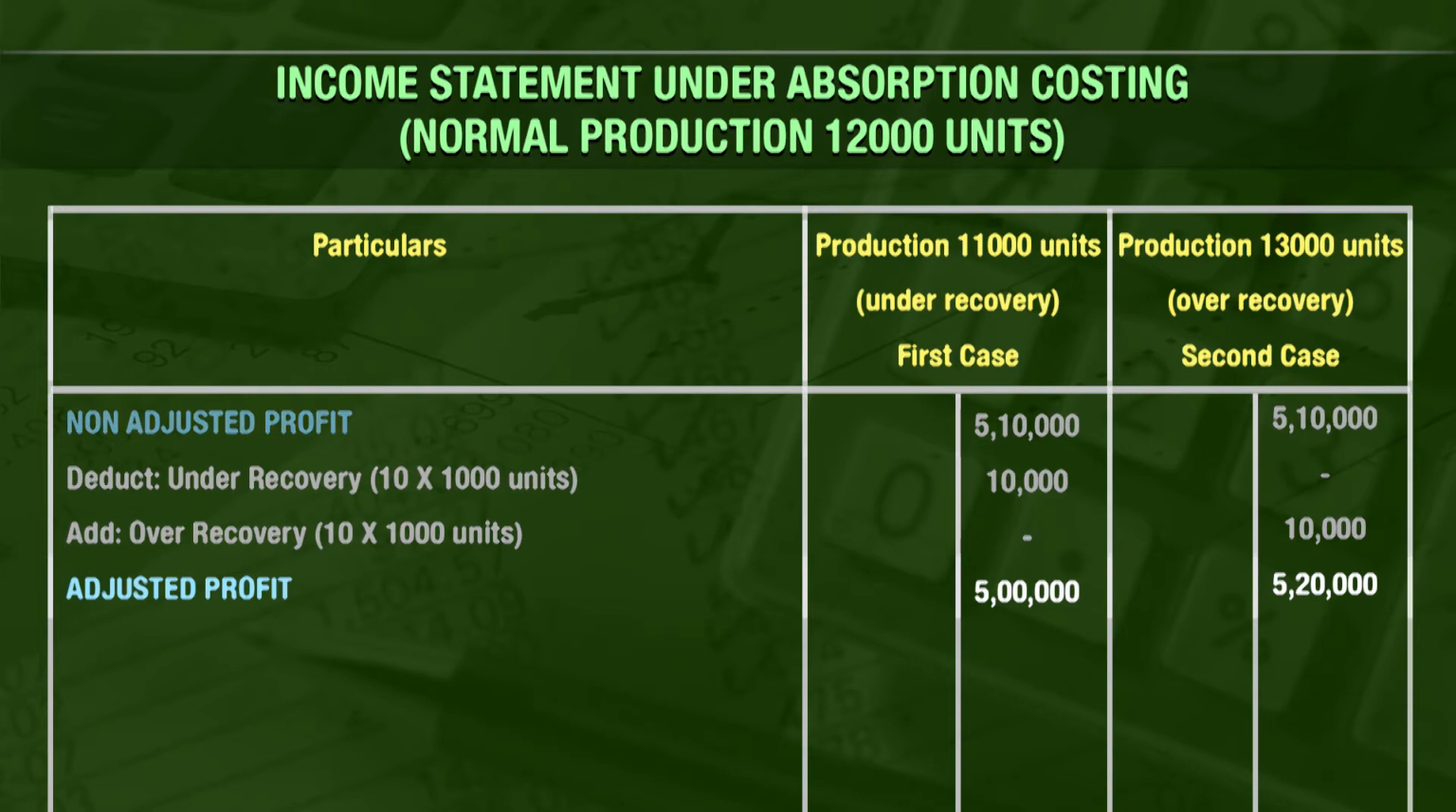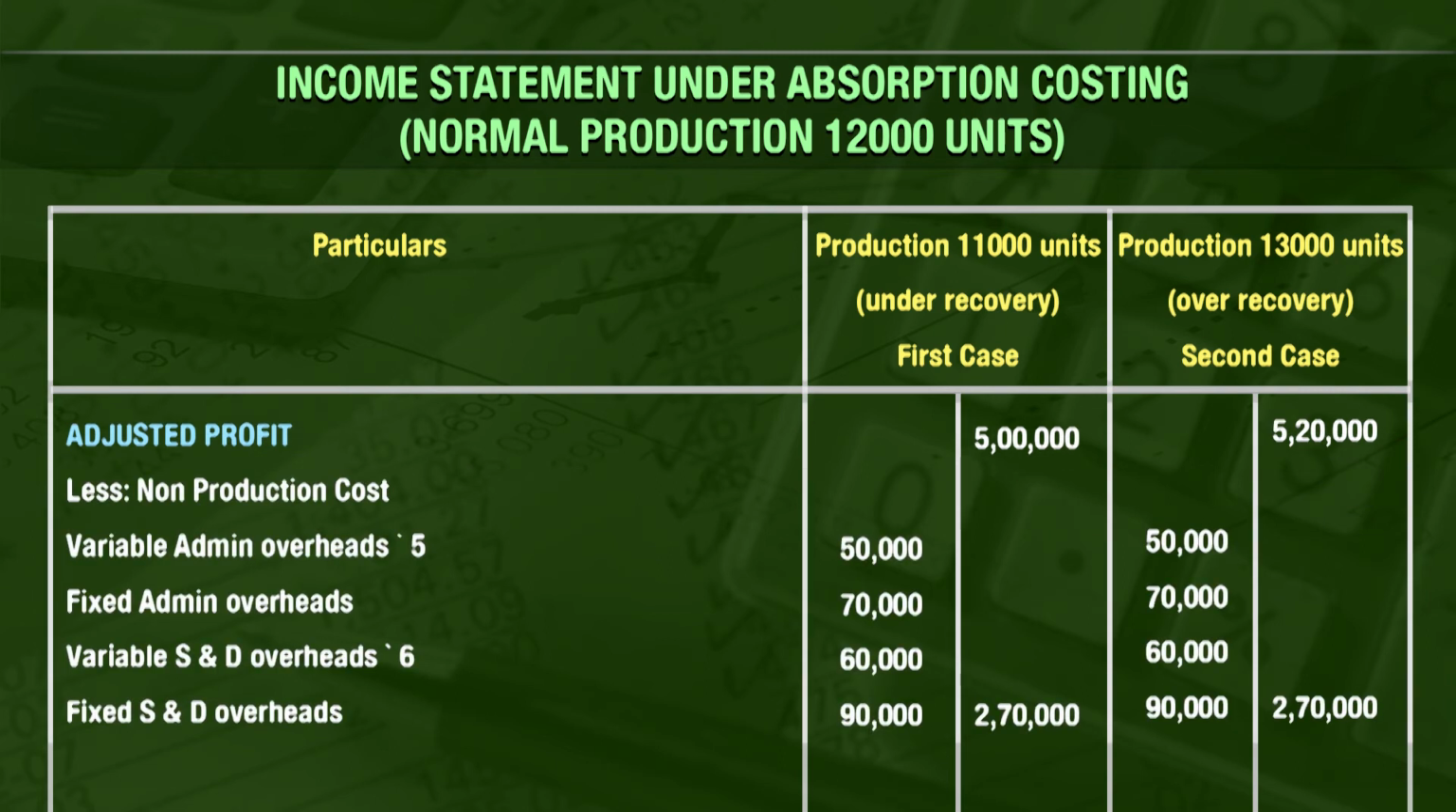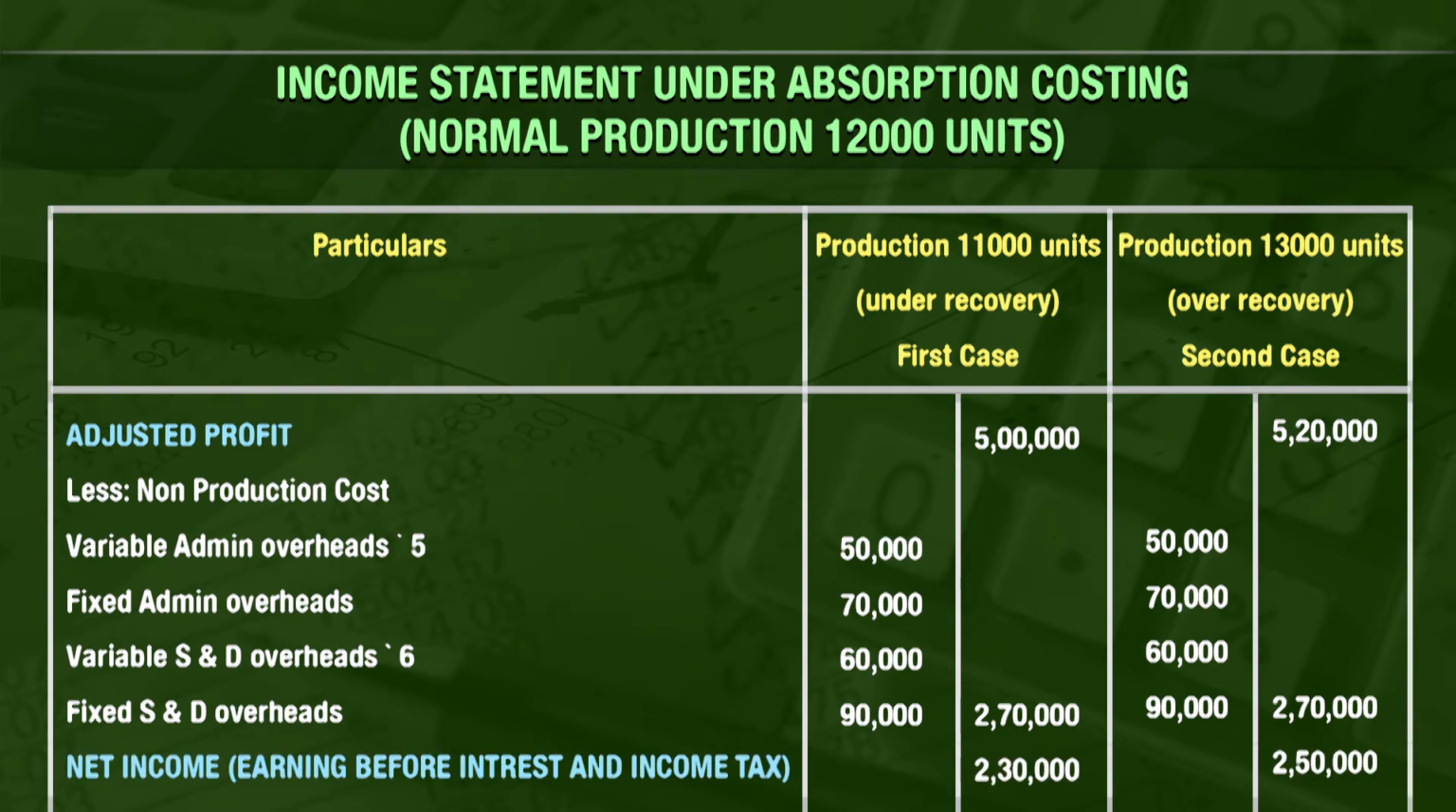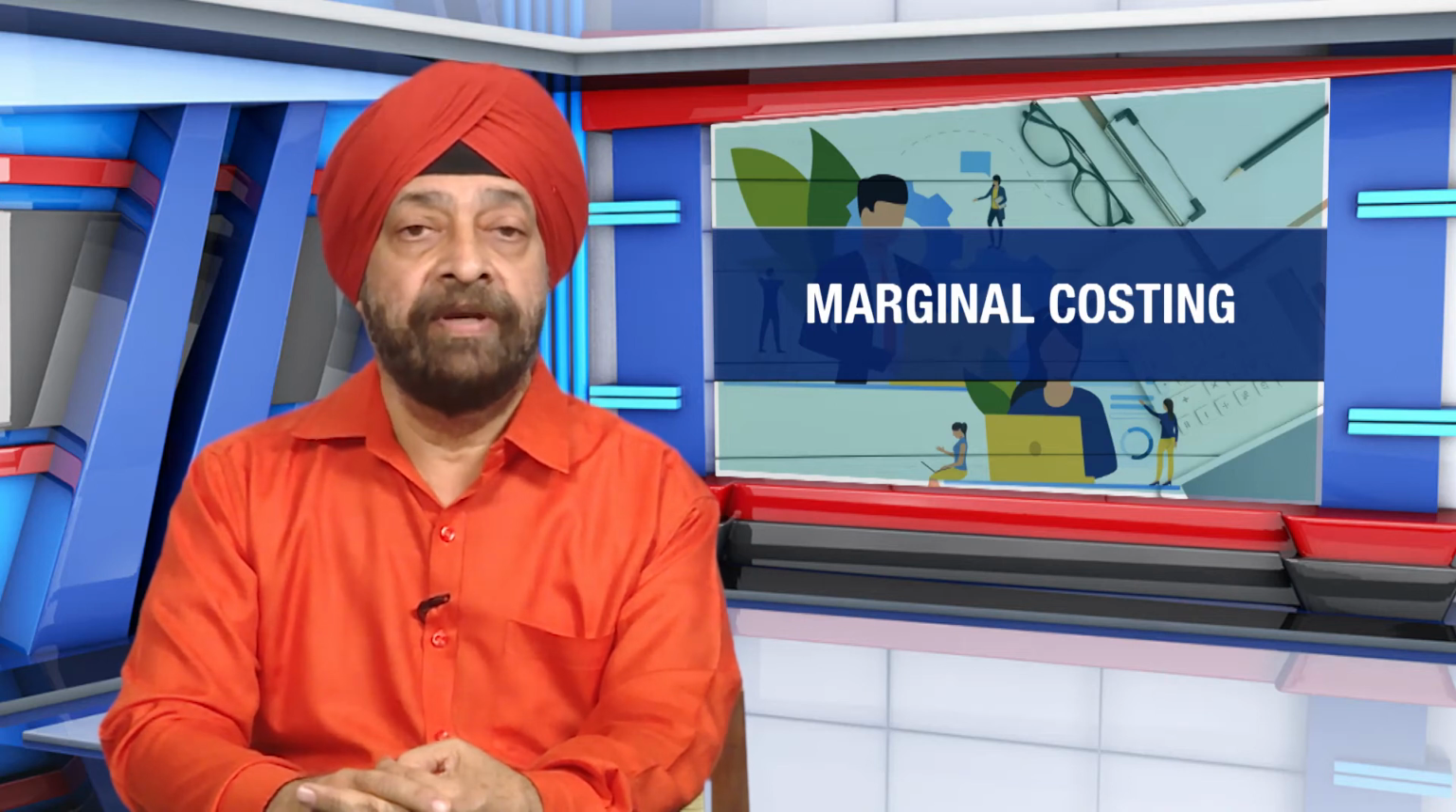Now, to arrive at net profit, we have to deduct all our non-production cost. Variable administration overhead to be deducted, fixed administration overhead to be deducted, variable selling and distribution overheads to be deducted and fixed selling and distribution overheads are to be deducted. The sum of all these figures comes to 2,70,000 and 2,70,000 will be deducted from adjusted profit of 5 lakh rupees. So, in the first case we will have net income of 2,30,000 and in the second case again 2,70,000 will be deducted from 5,20,000. Our net income, that is earning before interest and tax, will be 2,30,000 and 2,50,000 respectively for production of 11,000 units and 13,000 units. We have got familiarity about absorption costing.